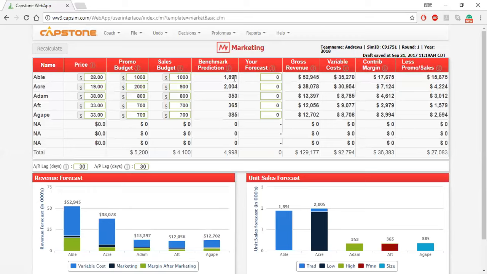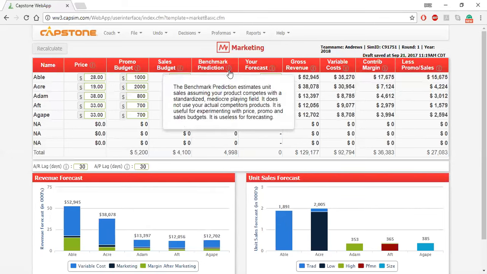The next most important factor to success within this Capstone simulation is accurately forecasting and producing to that forecast. So we've drawn your attention to the benchmark prediction, but as I noted, the benchmark prediction isn't reliable. It's not going to produce a consistently good estimate of how many units you sell because it's not taking into consideration what your rivals are actually doing and assumes they have mediocre products. Within the simulation, your performance is going to be partly dependent on the decisions you make, but also partly dependent on the decisions your rivals make.